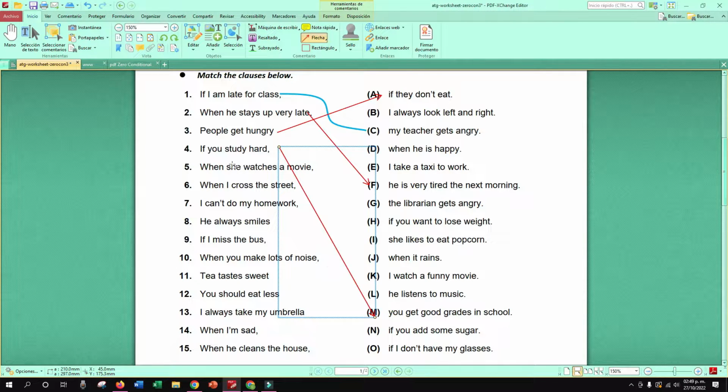So, let's see 5. When she watches a movie, she likes to eat popcorn. Aha, excellent, Karen. So she likes to eat popcorn. Very good, excellent. 6. When I cross the street, what do you do when you cross the street, guys?